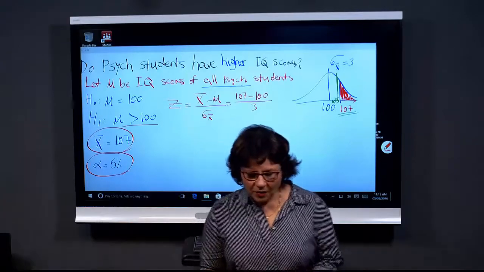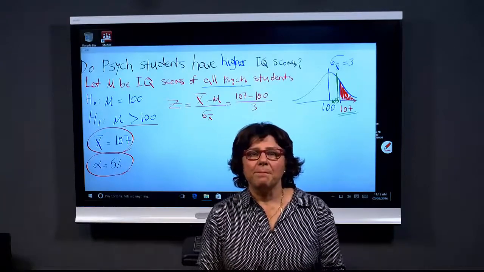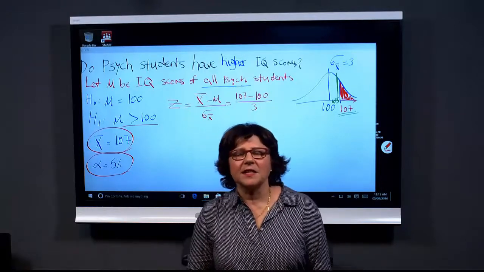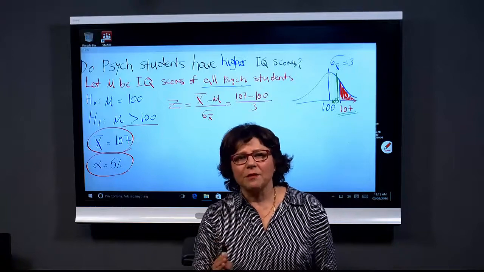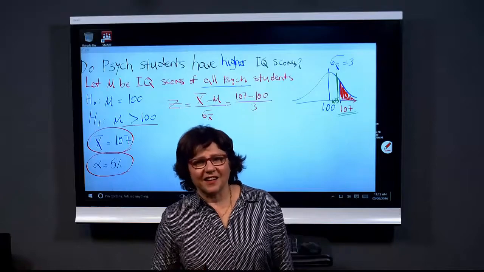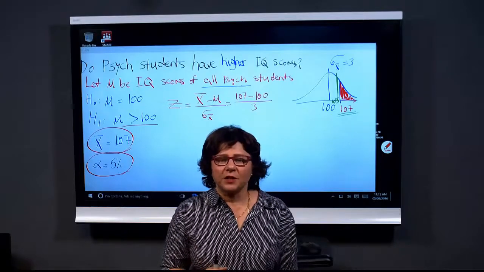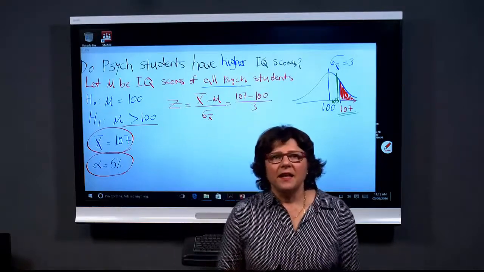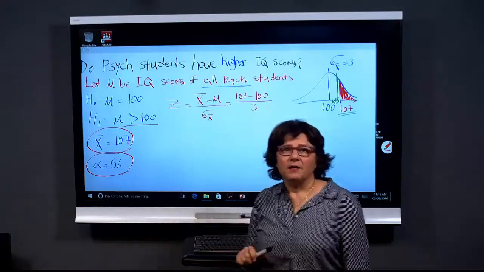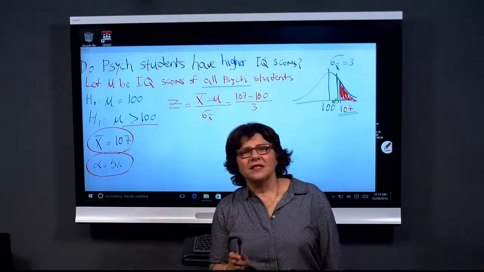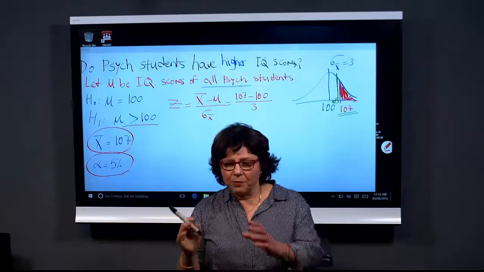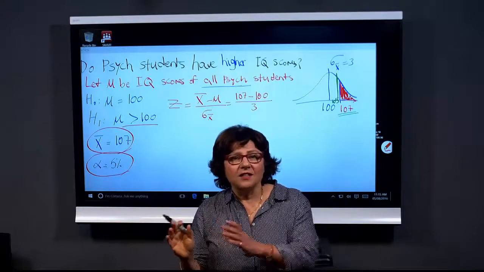Okay, now we're talking about the p-value method in inferential statistics, and we use the same example. So are psych students cleverer as compared with the general population of the students? Then we have defined the parameter of interest, which is the average IQ score of all psych students, the population that we are interested in.